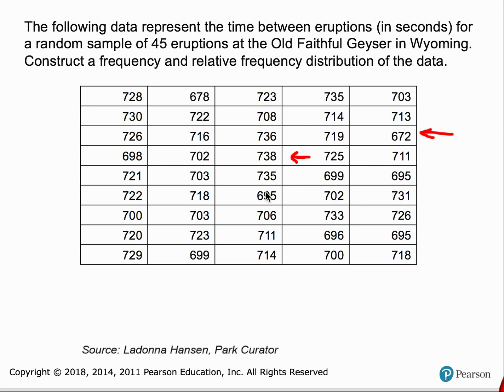So instead, I'm going to group them together in classes, right? So since I'm going from 672 to 738, let's just make our classes by tens, okay? And I don't really need to start at 672. I could. But just to make it easy, let's just say 670 to 79, 680 to 89, right?